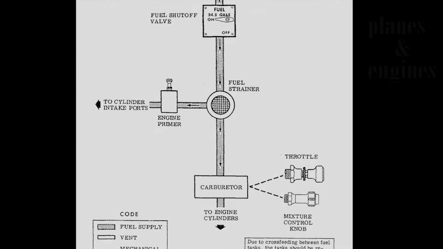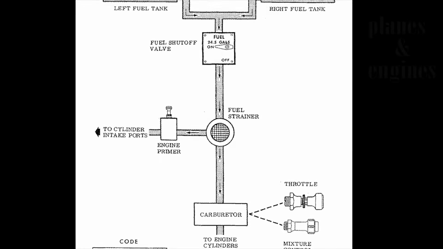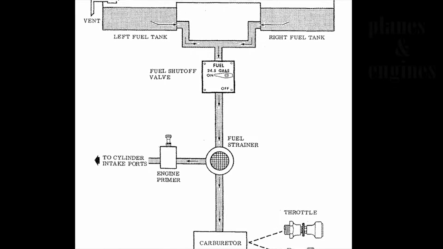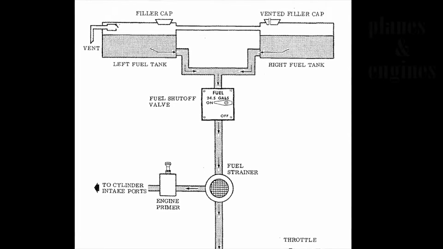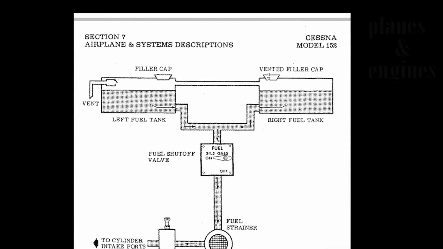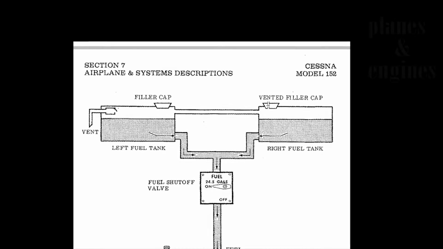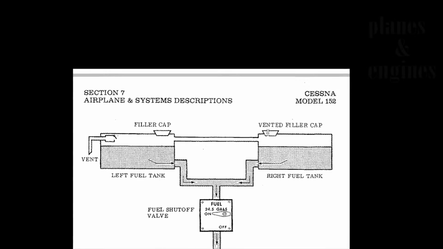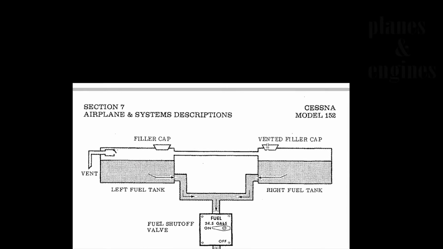The fuel system venting is essential to system operation. Blockage of the same will result in a decreasing fuel flow and eventual engine stoppage. Venting is accomplished by an interconnecting line, as you can see, from the right fuel tank to the left tank. The left tank is vented overboard through a vent line. The right fuel tank filler cap is also vented.